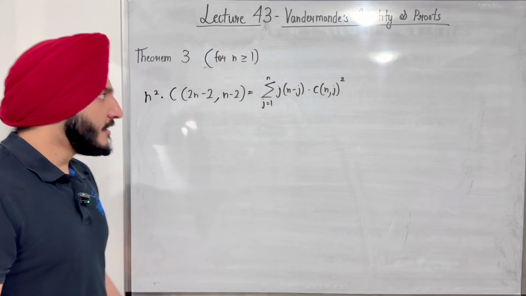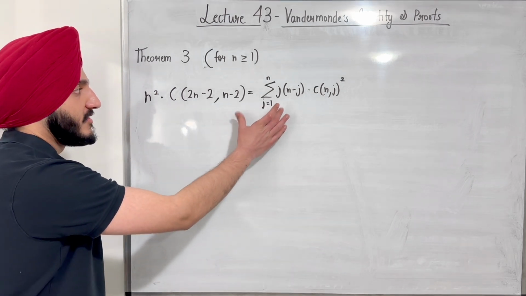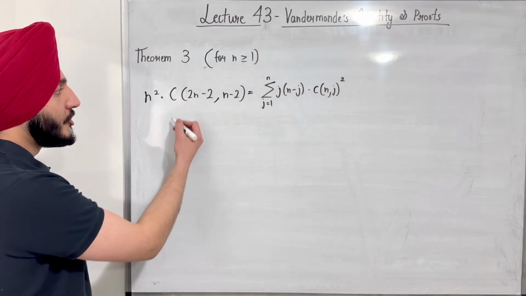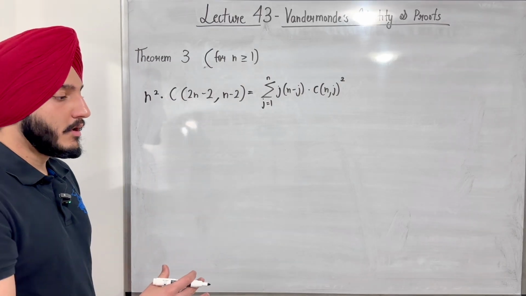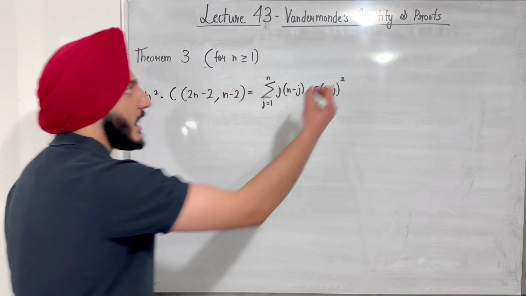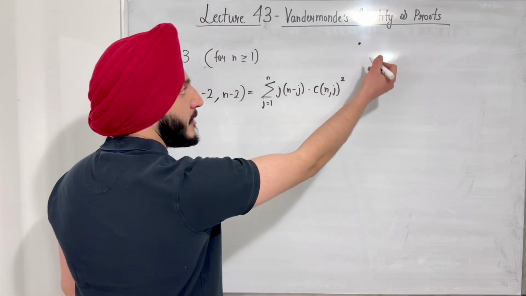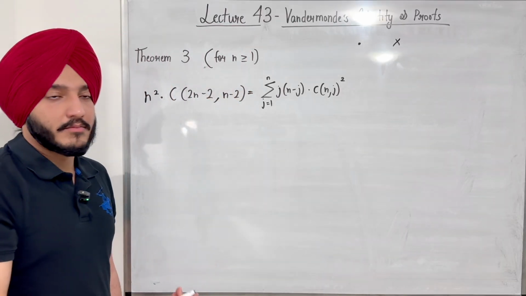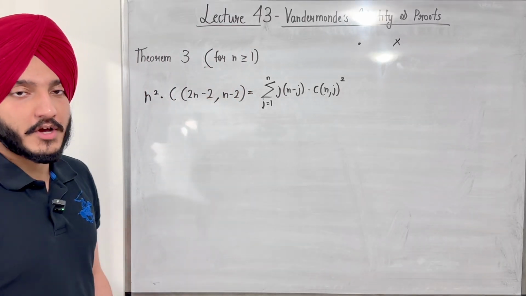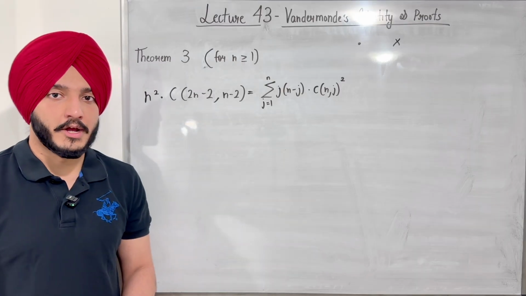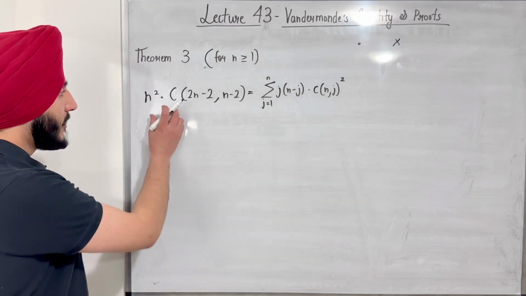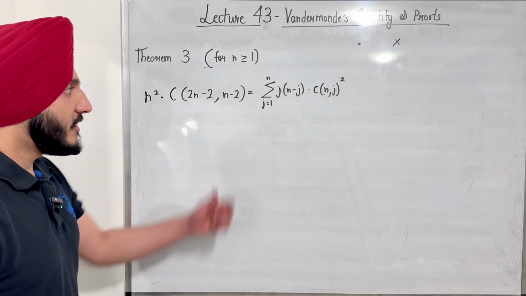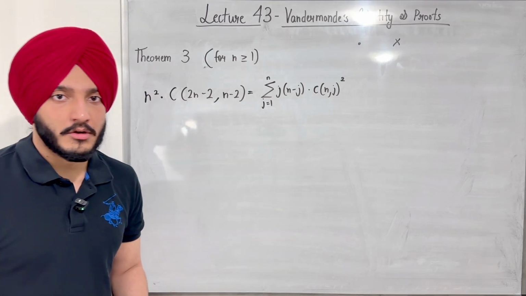Look, the idea is, let's just take a look at the theorem itself first, what it's saying. It's saying n squared multiplied by the combination of, just wanted to clear out one more confusion. I represent a multiplication by dot sometimes, and sometimes by the multiplication sign. So I hope that's not confusing, right? Okay, so it's saying n squared multiplied by the combination of 2n minus 2 comma n minus 2 is equal to this sum equation on the right hand side.